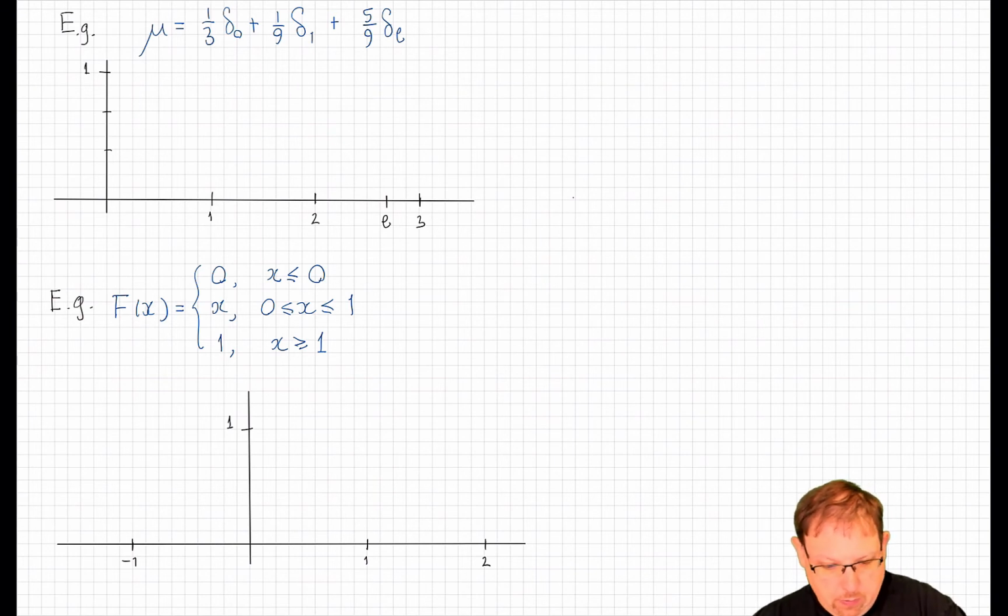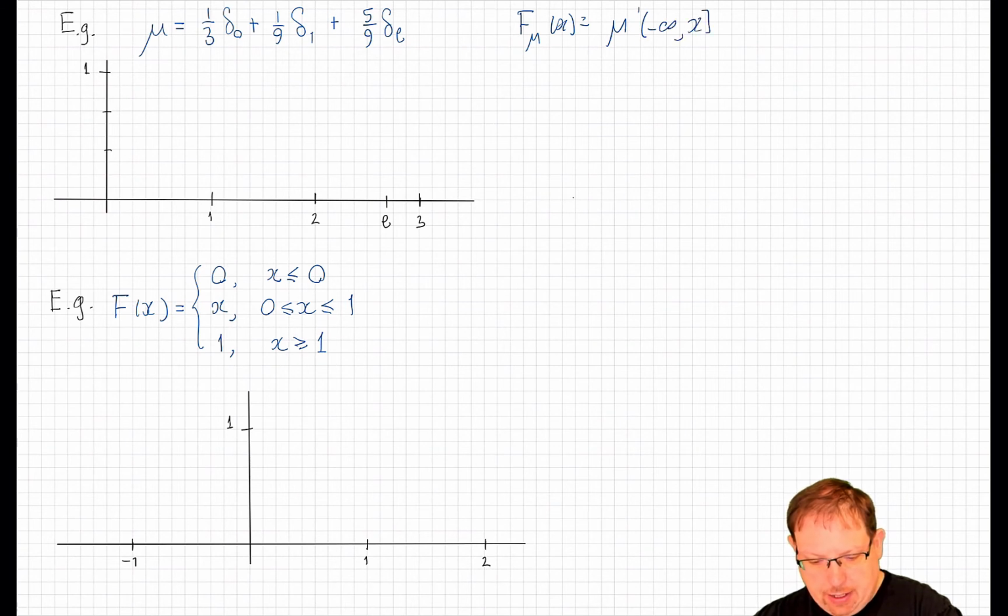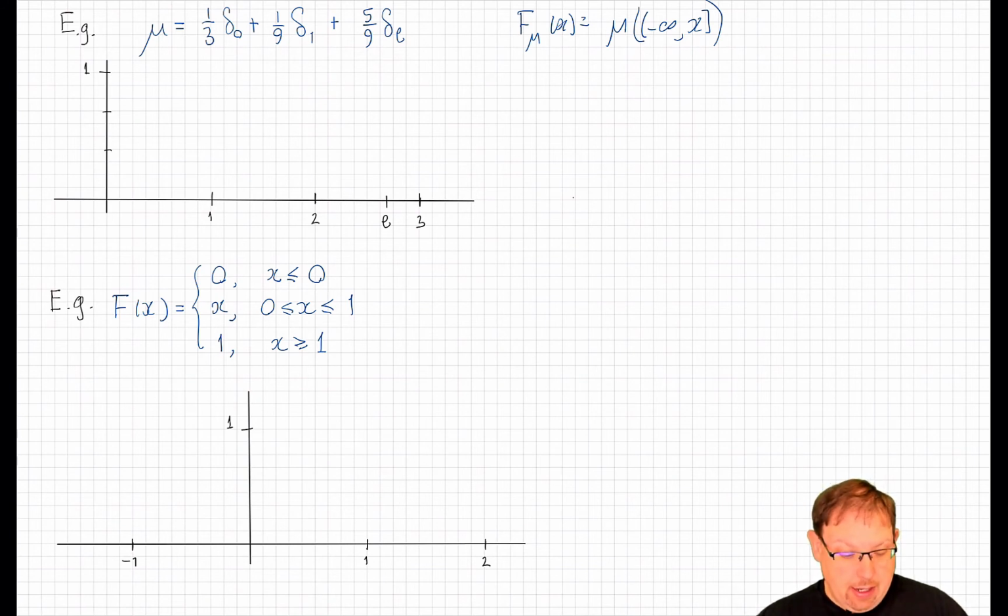Well, we revert to the definition. So F_μ at each x is the measure of the interval from minus infinity up to x. Now if x is less than 0, there's no mass, and so our function is just 0 out here. What about if we're greater than 0? So if we're greater than 0, the interval from minus infinity up to x, closed, contains 0. Until we reach 1, the only point among these three that it contains is 0, and so we have picked up a mass of 1/3 as we cross 0.